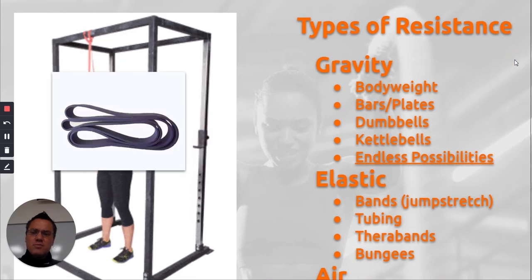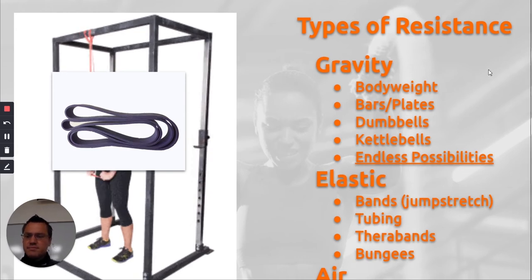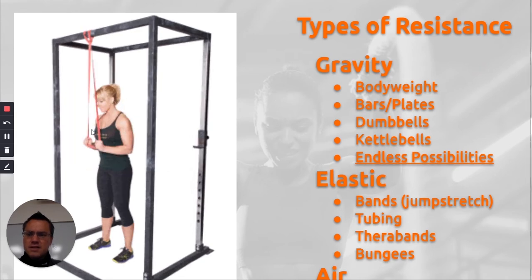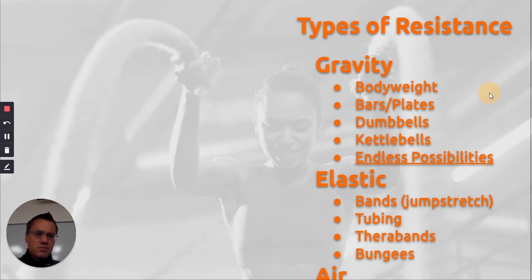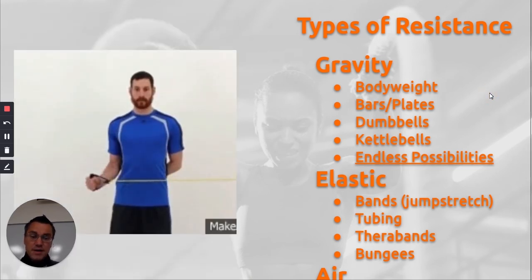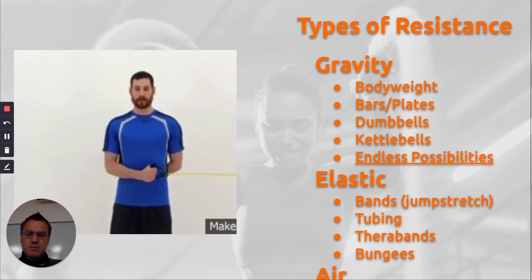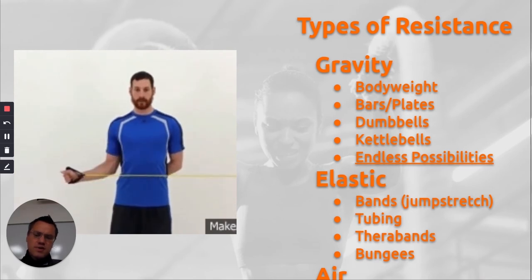Okay, the other common type of resistance that we're going to talk about is called elastic resistance. Most commonly we see this in our weight room, and we call them jump stretch bands. These bands are made of thin little layers of latex, and they provide different poundages or intensities of resistance. Something like this woman here, she's pushing down against the band, and that's working her triceps. So that's an elastic type of resistance.